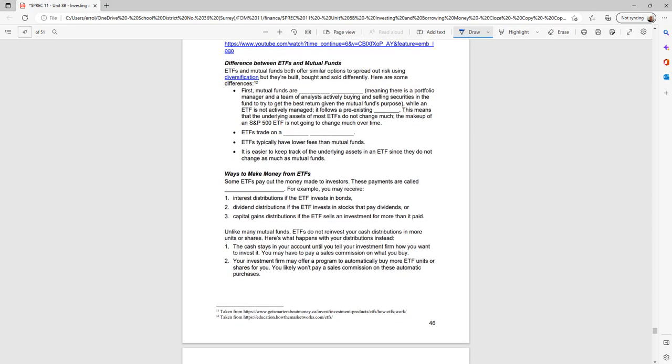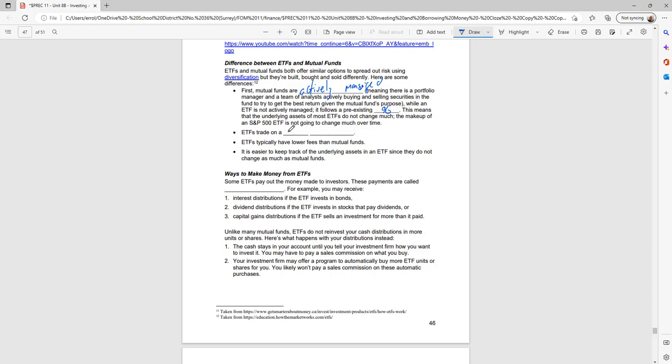The difference between ETFs and mutual funds is that mutual funds are actively managed. Meaning there's a portfolio manager and a team actively buying and selling securities in the fund to try to get the best return, given the mutual fund's purpose. While an ETF is not actively managed, it follows a pre-existing percentage of certain stocks and bonds. This means that the underlying assets of most ETFs do not change much. The makeup of an S&P 500 ETF, for example, does not change over time.